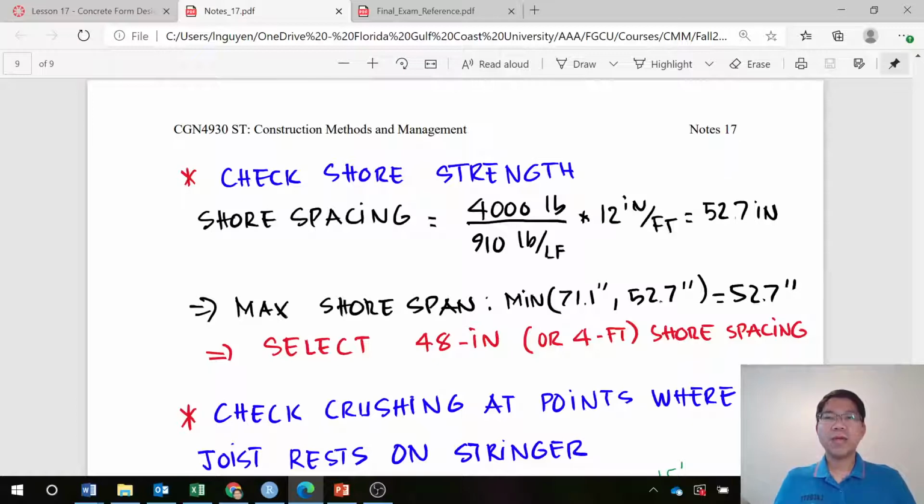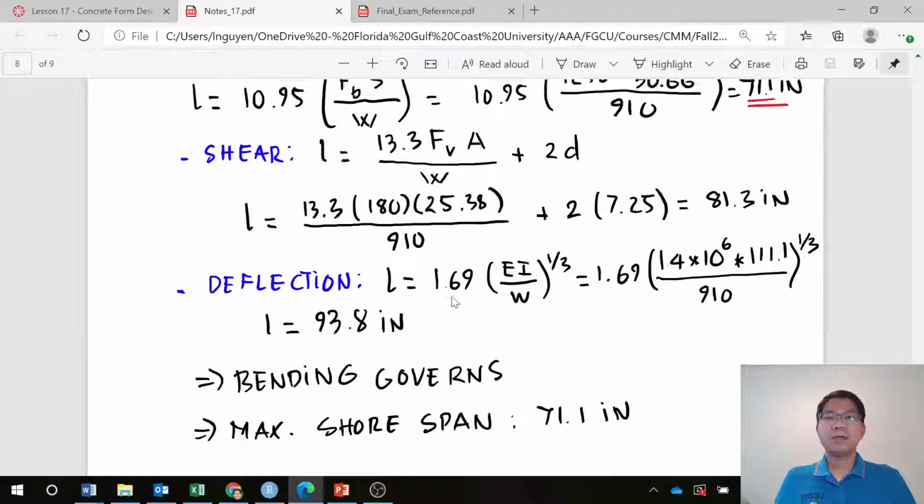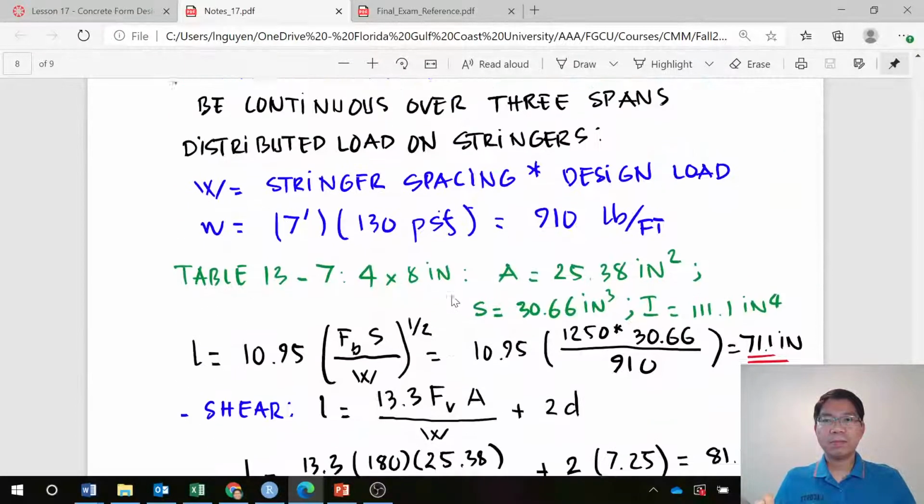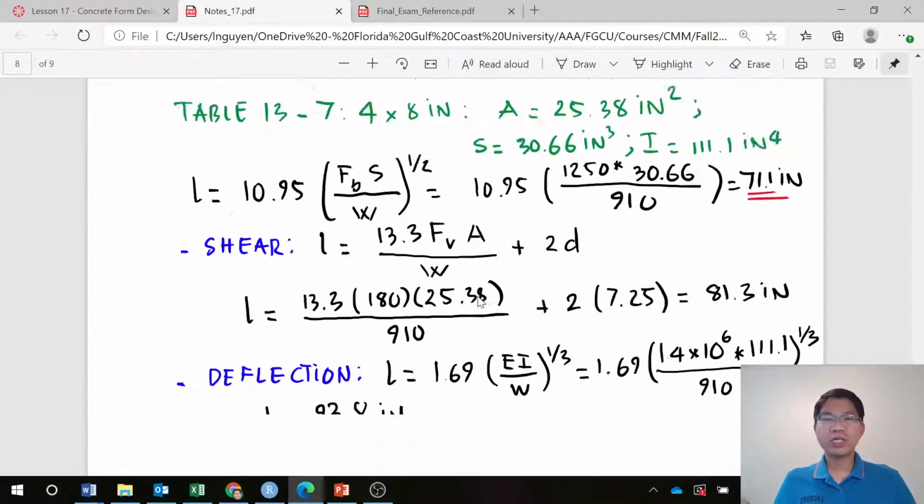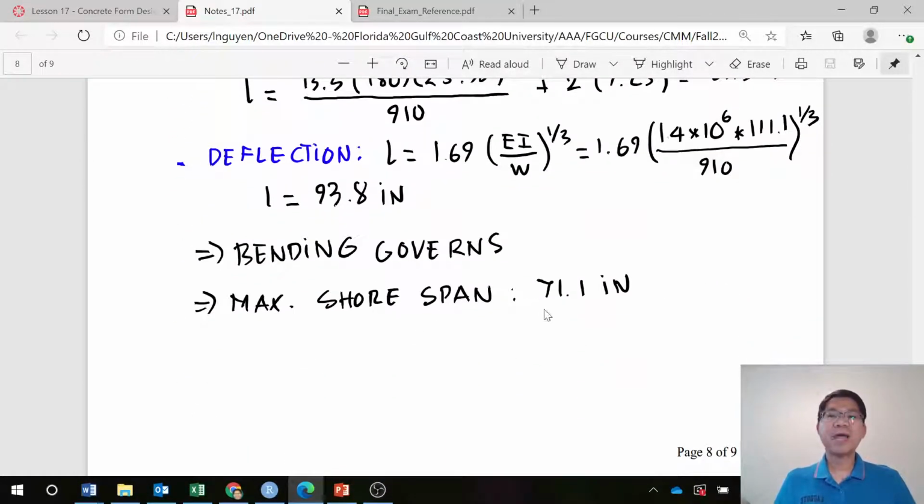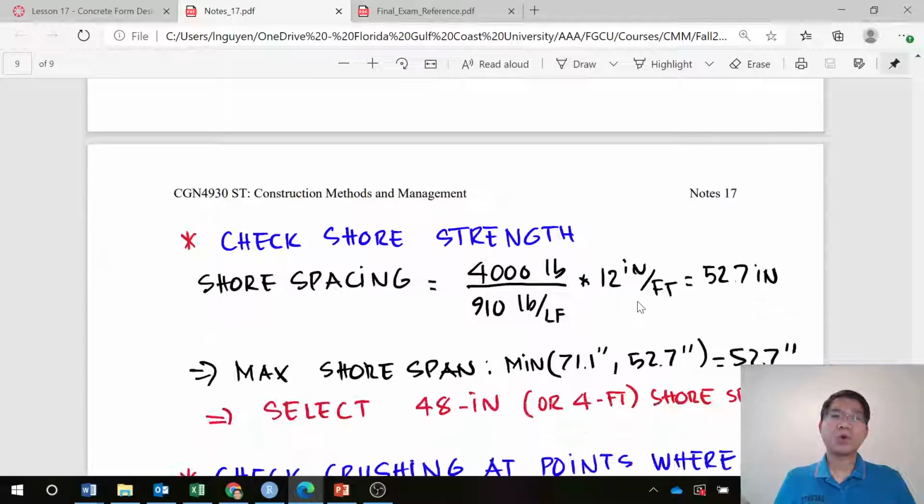So based on the strength desired for the stringer, the maximum shore span is 71 inches. For the load that the shore can carry itself, the maximum space between the shores is 52.7 inches.